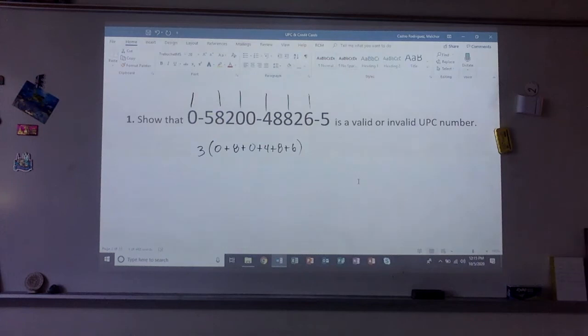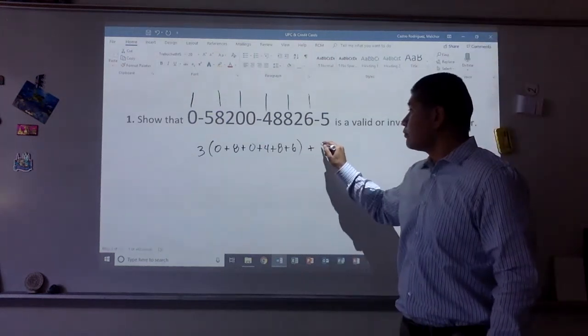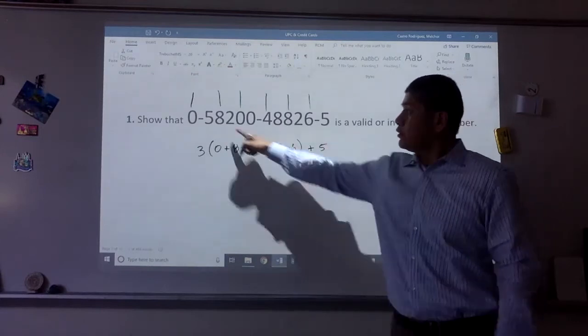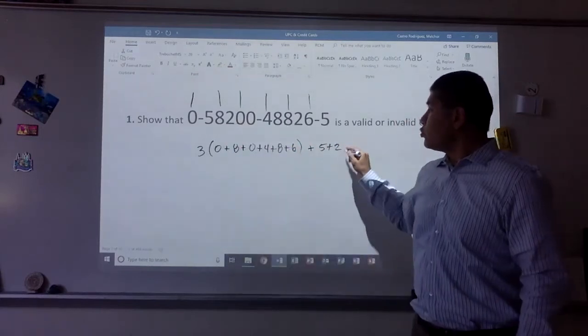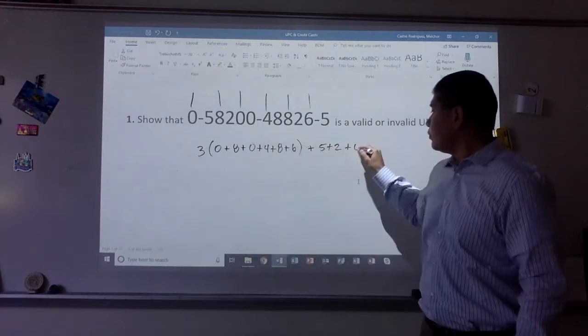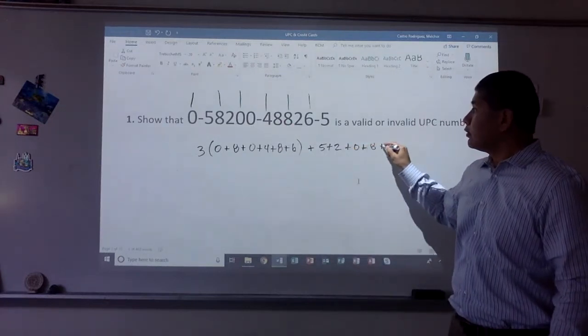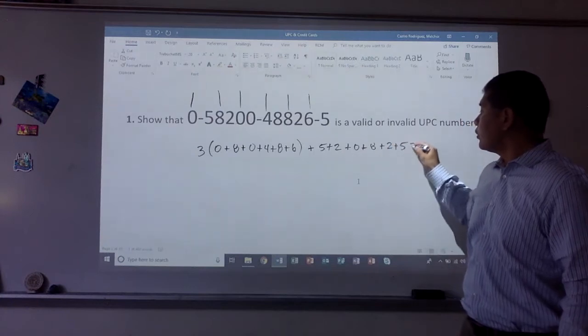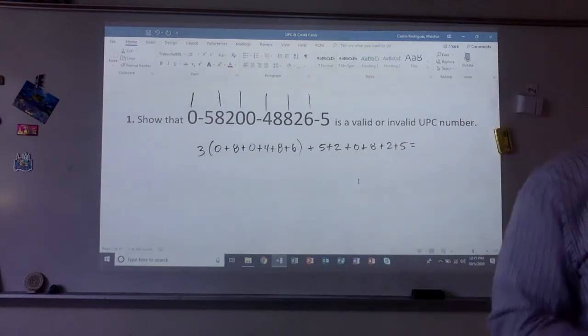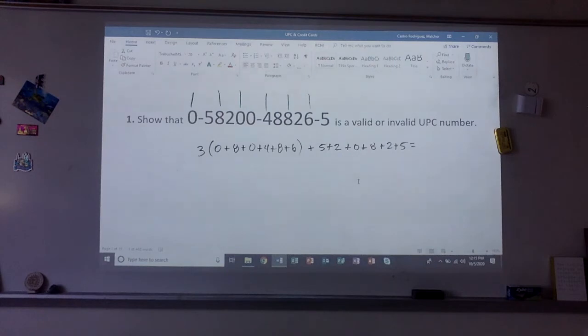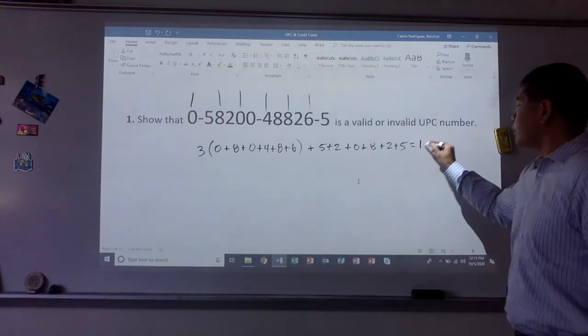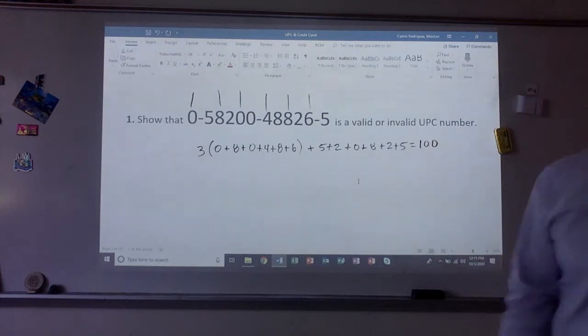After you do that, you gotta do the ones that don't have a line. 5 plus 2 plus 0 plus 8 plus 2 plus 5. If you put it in your calculator, you should be getting a number for this one, the answer, 100. If it ends in 0, it's valid.